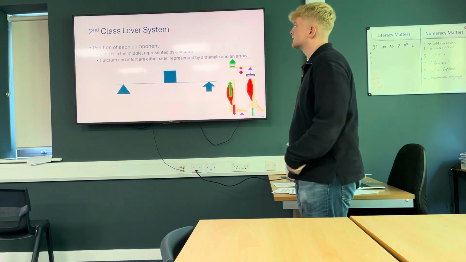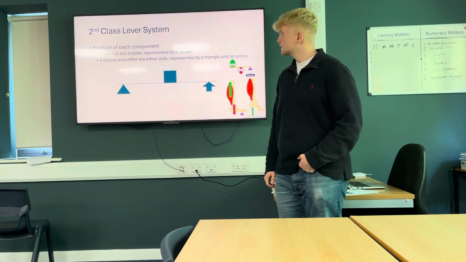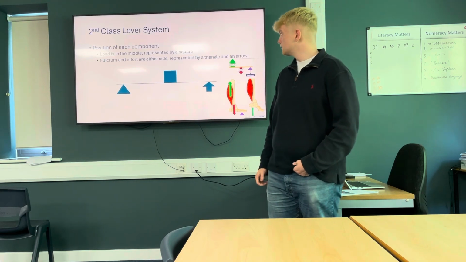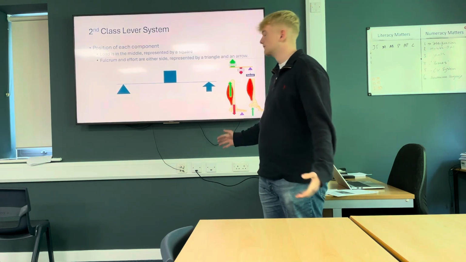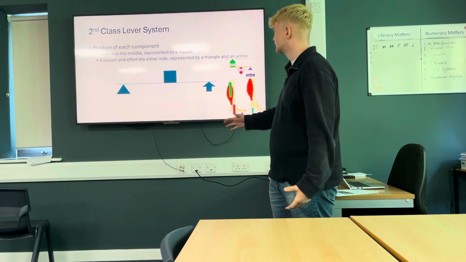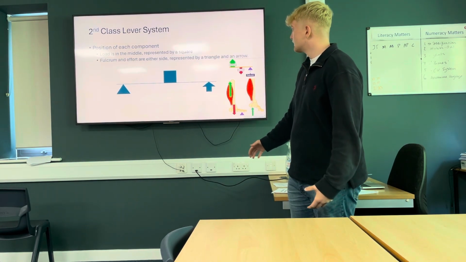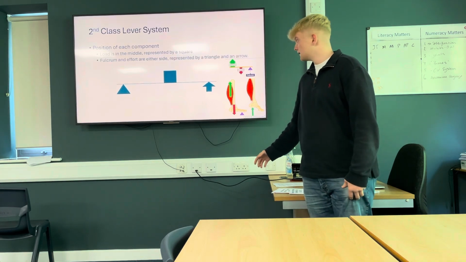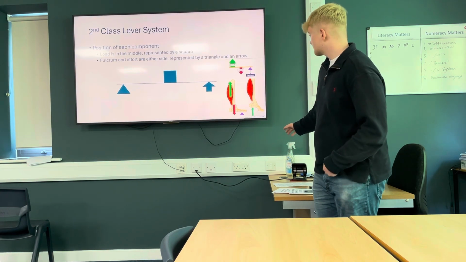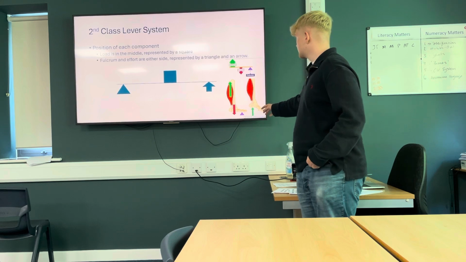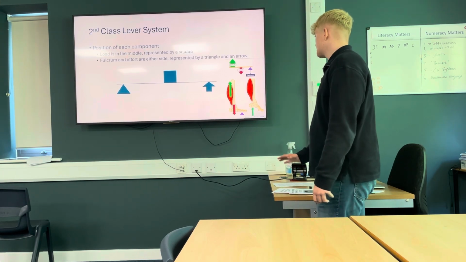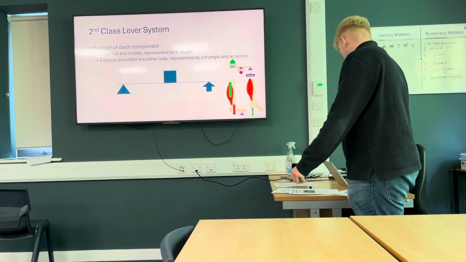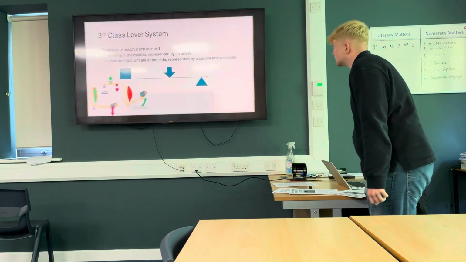In the second class lever system, the load is in the middle, represented by a square. The fulcrum and effort are either side. Also, they're always going to be represented by a triangle or an arrow. An example of this would be in the lower legs. The calf muscles are going to contract to bring the legs upwards.